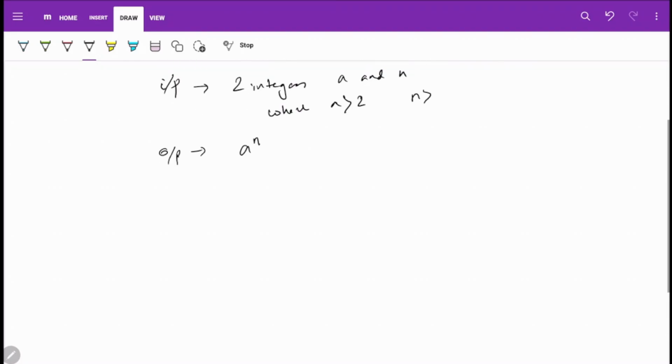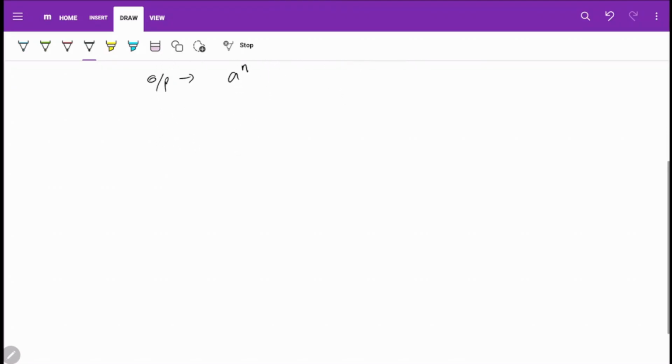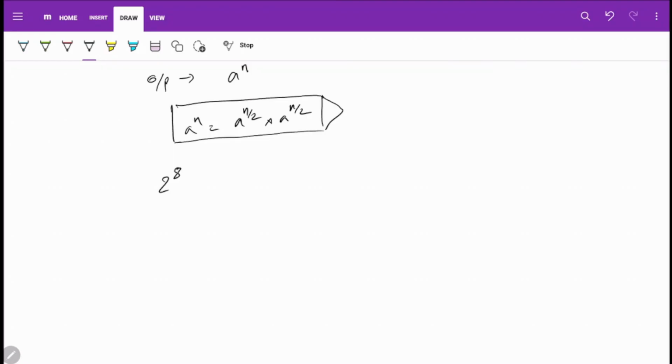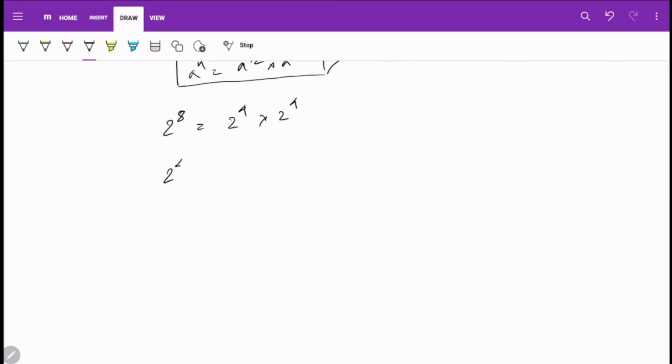If I want to find 2 to the power 64, let's say I have a to the power n. I can write it as a to the power n by 2 into a to the power n by 2. For example, I have 2 to the power 8, so I can write it as 2 to the power 4 into 2 to the power 4. If I have 2 to the power 4, I can write it as 2 to the power 2 into 2 to the power 2.